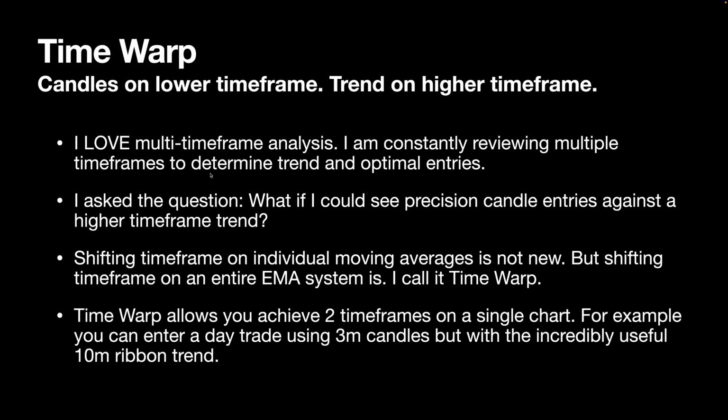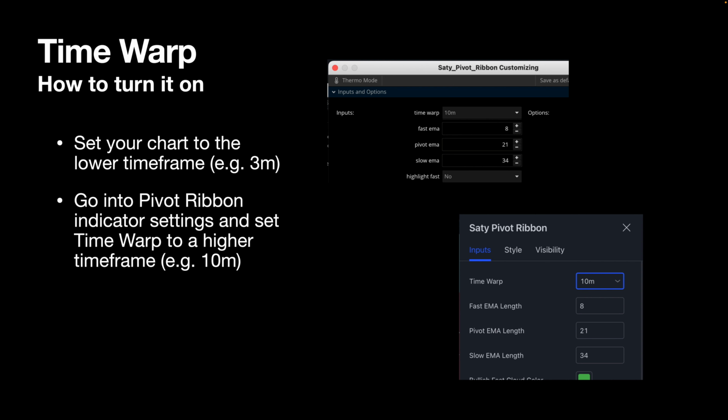And so I did that, and I named it Time Warp. And effectively what it allows you to do is achieve 2 time frames on a single chart. So you can enter a day trade using 3-minute candles, but use the useful 10-minute trend, which is so good for intraday trend. And what does that look like? Or actually, how do you turn it on first? So it's pretty straightforward. These are the settings for Thinkorswim. These are the settings for TradingView. So if you go in the indicator settings, it's just a time warp feature right here. It's off by default.